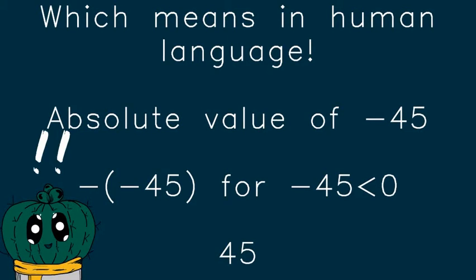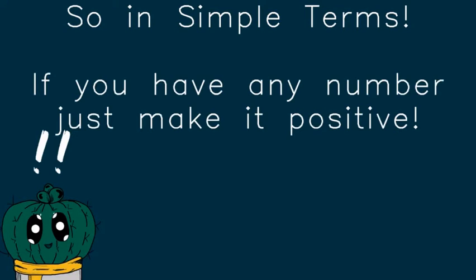You get 45, right? So in simple terms, you just have to make any number you get into a positive number. Whether it's negative or positive, you just end up making it positive. We'll go through some examples right now. So let's say you want to find the absolute value of negative 9. What do you do then? I know that whenever I want to find an absolute value of anything, I just write the same number and make it positive. So that's exactly what I did.